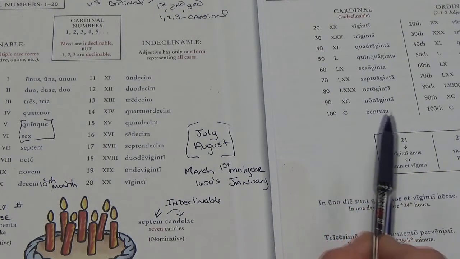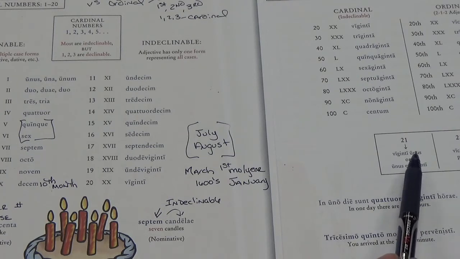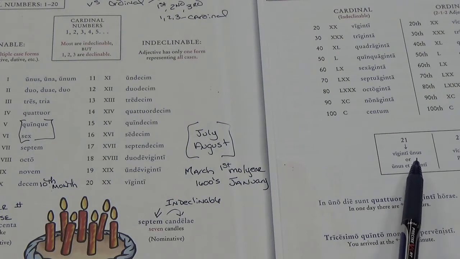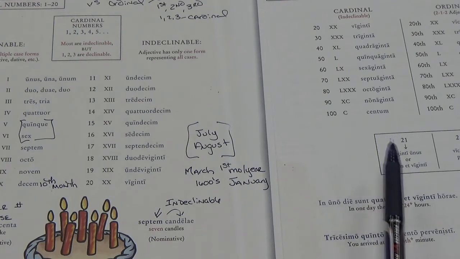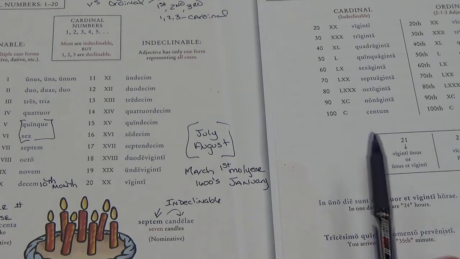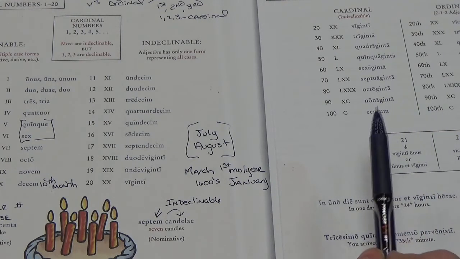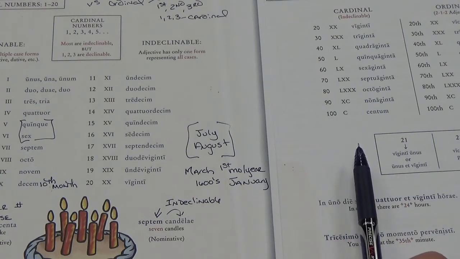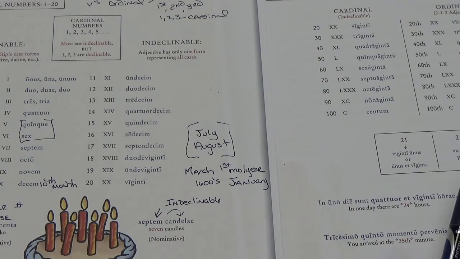triginta, triginta unus, triginta duo, triginta tres, triginta quattuor, triginta quinque, triginta sex, triginta septem, triginta octo, triginta novem, quadraginta. Following? Can you keep counting to 100?